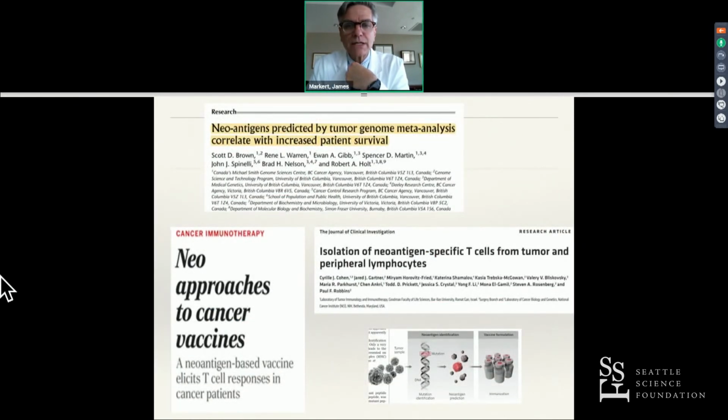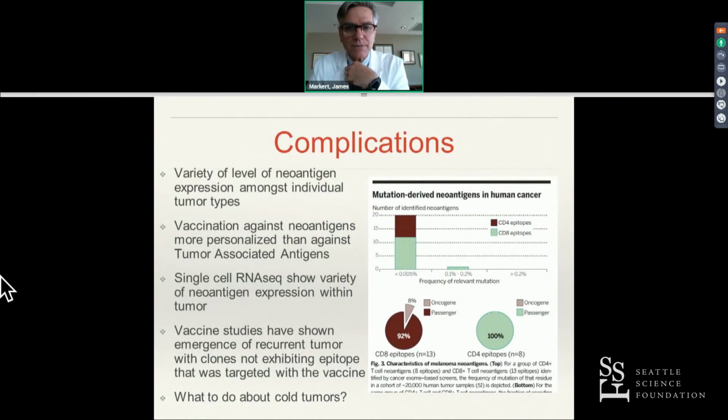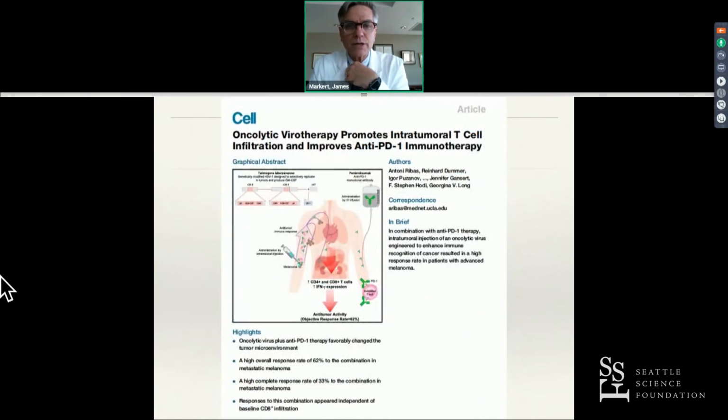Well, we want to have as many neoantigens as possible. And so one way to handle this is to try to use oncolytic viral therapy to produce an intratumoral T-cell infiltration and produce these neoantigens, as well as produce an immune response against the tumor that then can be carried forward after the viral therapy is played out.